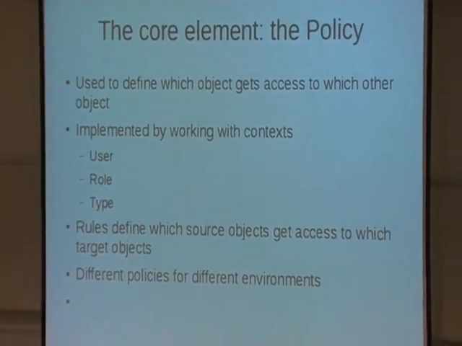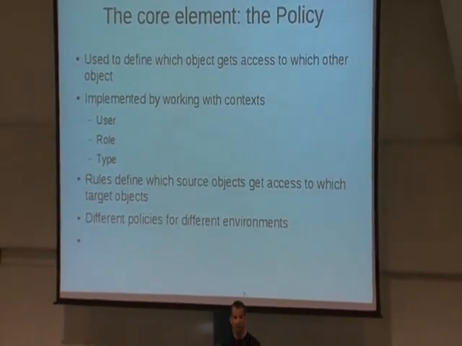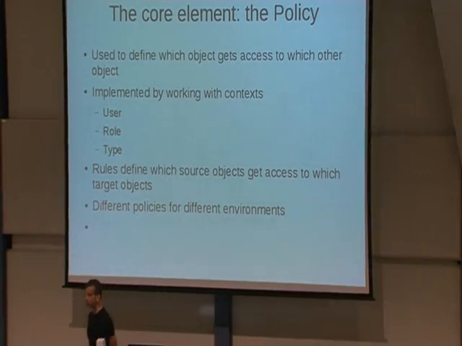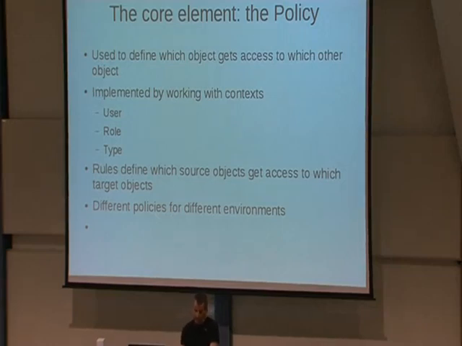So the policy is the key component of SELinux, and in the policy there's a context, and the context consists of three different parts: the user, the role, and the type. Depending on the kind of policy that you are going to use, you can either work with all three of those, or just with the context type, which is what we have just seen, what you can use to label files. Now, in the policy, you will have rules, and the rules define what exactly is possible. And by default, there are many different policies available.